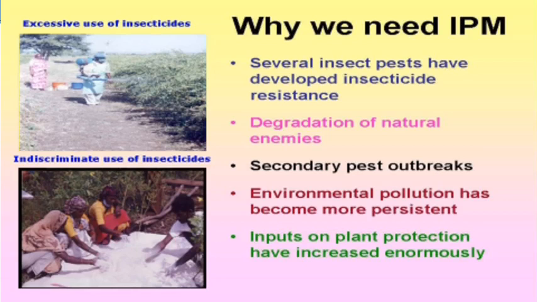First, why do we need IPM in pigeon pea? Because several insect pests have developed insecticide resistance. Then there is degradation of natural enemies due to the continuous spraying of different insecticides. Then secondary pest outbreaks. Then environmental pollution has become more persistent due to the excessive use of chemicals. Then inputs on plant protection have increased enormously.